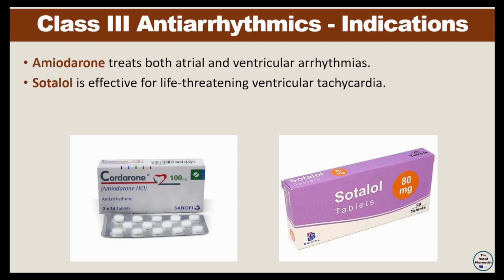Amiodarone is a key example in this class, used for both atrial and ventricular arrhythmias due to its broad-spectrum antiarrhythmic properties, while sotalol is particularly useful for patients with life-threatening ventricular tachycardia.